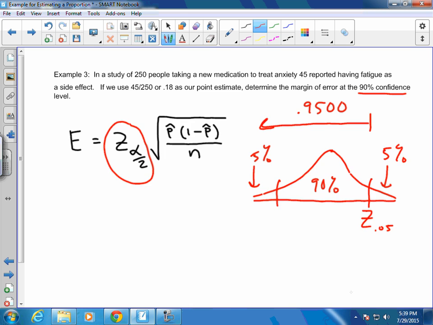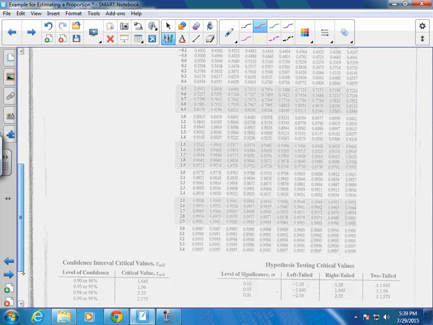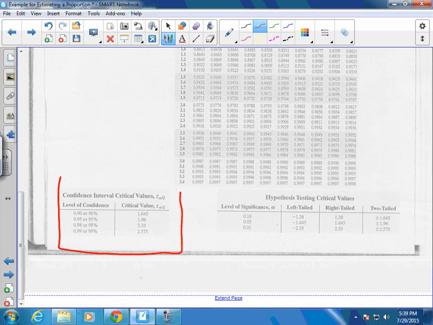But I'm going to advance to that table 5, and notice down at the bottom of table 5 is a little chart showing us the confidence interval critical values, those z sub alpha over 2. And whether you're doing a confidence interval or just a margin of error, like we're doing here, the most common confidence levels are 90, 95, 98, and 99%. For each one of those, we have that critical value here. So we had a 90% confidence level. Our critical value is 1.645. This table is nice because it lets us get that value very quickly.